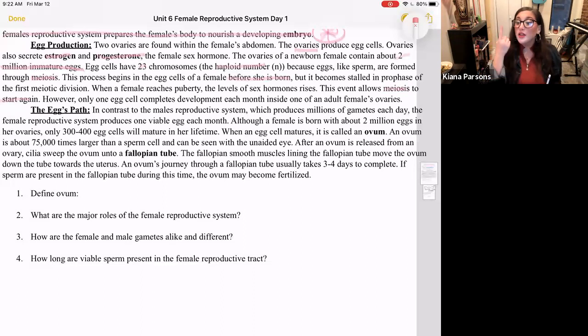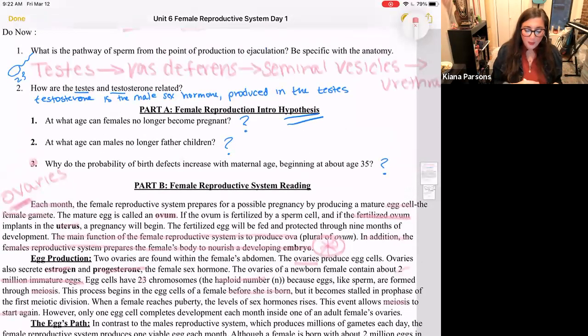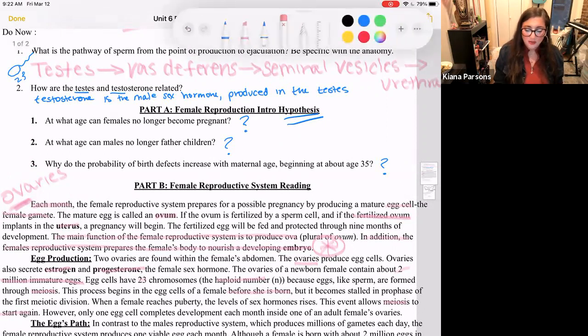So each month, only one mature egg is produced. Only one mature egg finishes meiosis. And all of the other products of meiosis, right, there are still 4 cells produced, are called polar bodies. And we will look at that in more detail, but this might help you again answer this question.